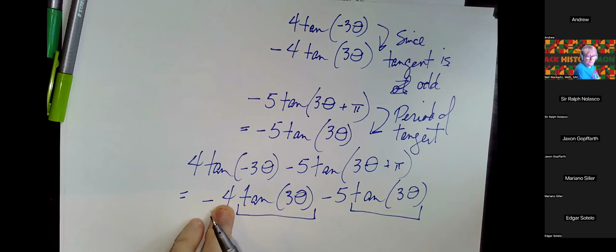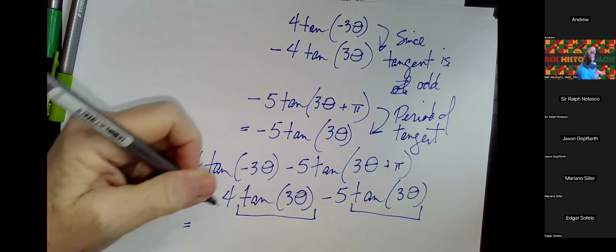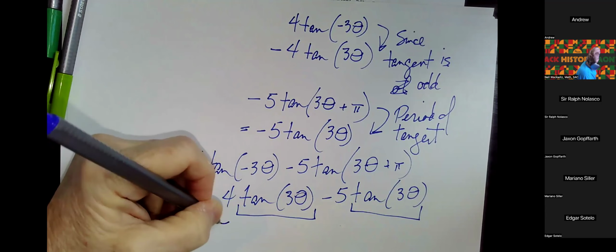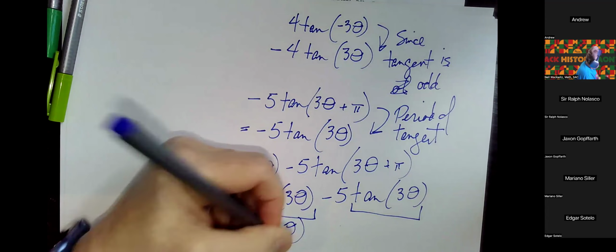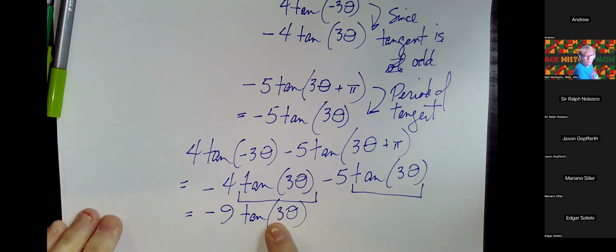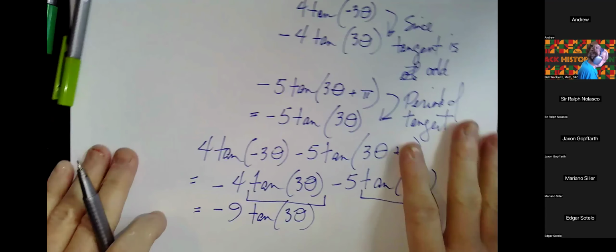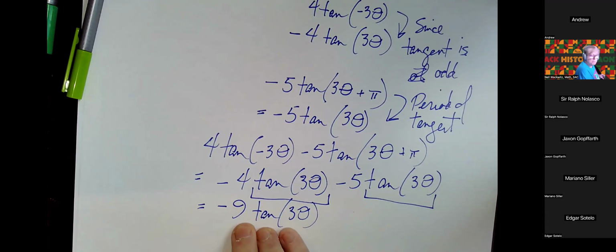So if we have negative 4 of them in the first term and negative 5 of them in the second, how many do we have total? Negative 9. So we can't get rid of the 3 theta, or the number in front, but we can take two things that look pretty wild and combine them into something that looks less wild.